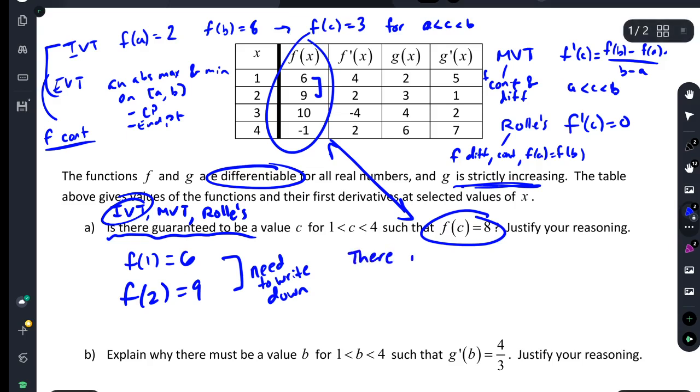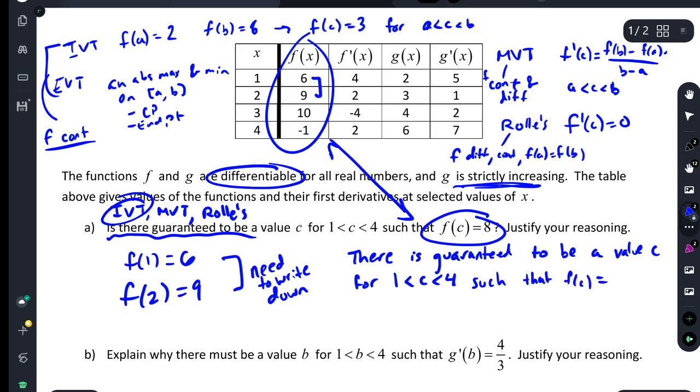There is guaranteed. I like to just kind of repeat their wording. To be a value c for 1 less than c less than 4 such that f of c equals 8. Because, now, this was just their wording. So all I did was repeat their wording.